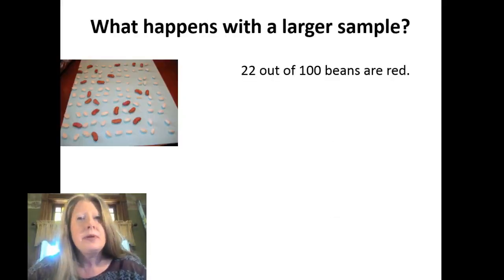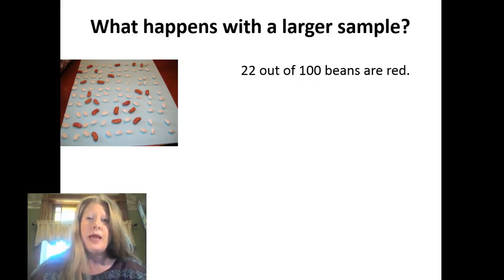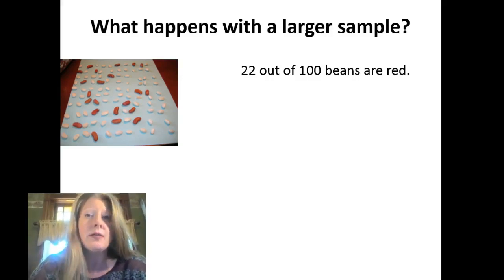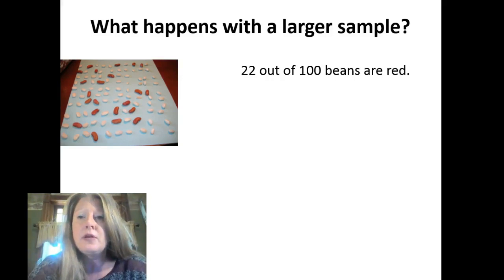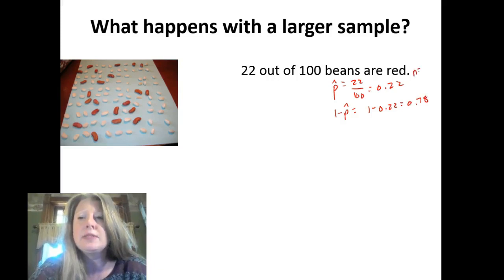So let's go back to our beans example. So remember that earlier we had an example where we had 4 out of 25 beans that were red. Let's say now that we have a situation where 22 out of 100 beans are red. So I want to again find my sample proportion. That would be 22 over 100 or 0.22. If I want to find 1 minus p hat, that would be 1 minus 0.22 or 0.78. And again, I know I have a sample size of 100.